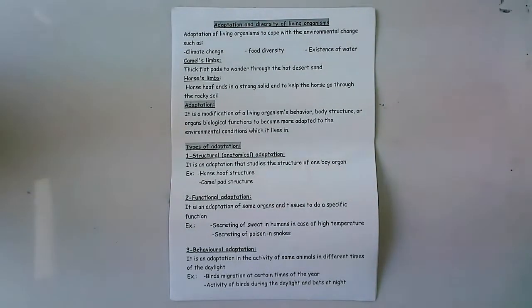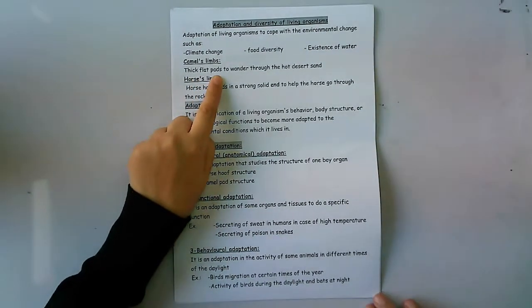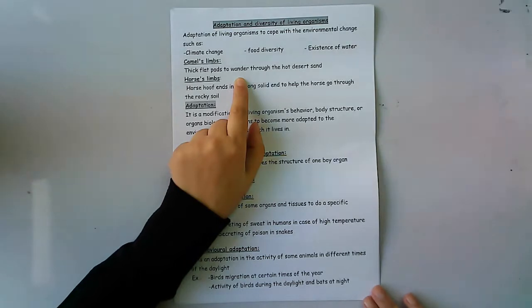Today's lesson is about adaptation and diversity of living organisms. Adaptation of living organisms to cope with environmental changes, such as climate change, food diversity, and existence of water. For example, a camel's limbs end with a thick flat pad to wander through the hot desert sand.